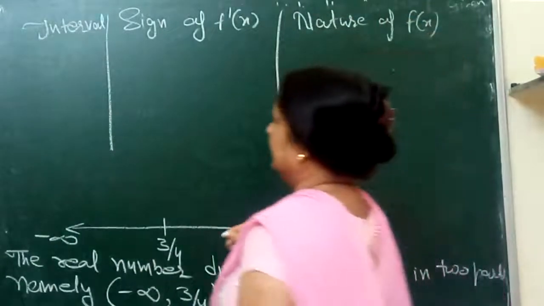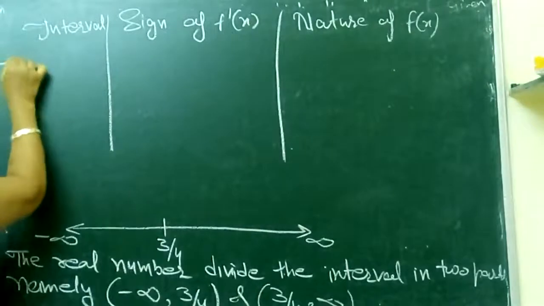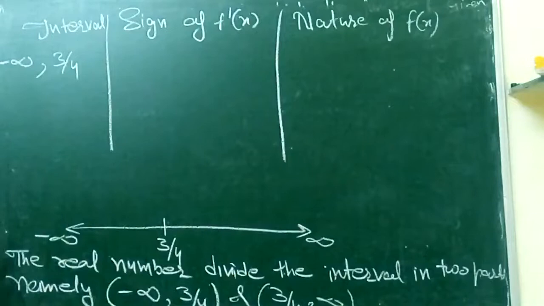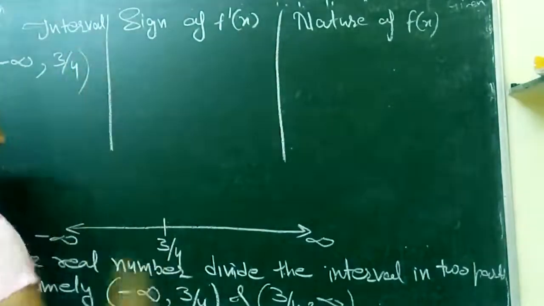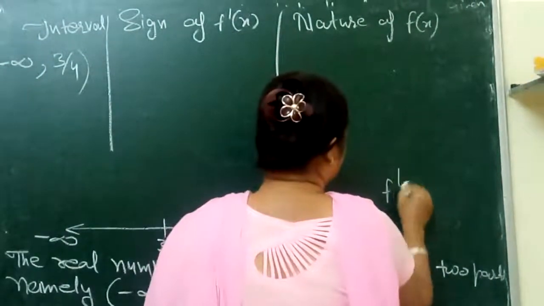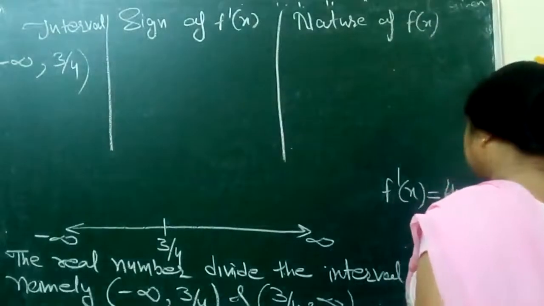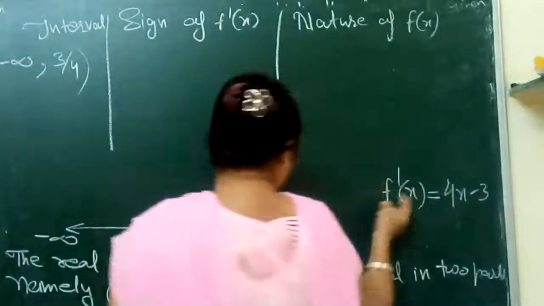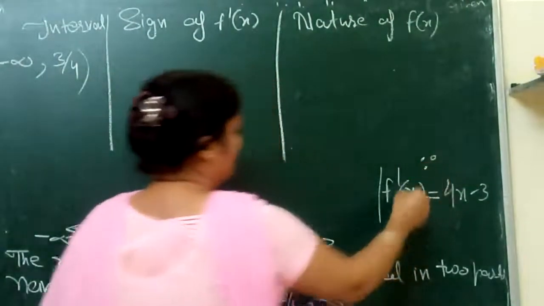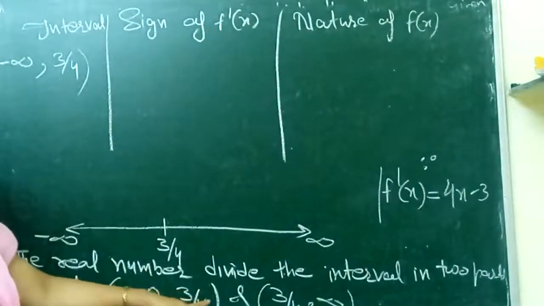Now here what is the interval? Minus infinity to 3 by 4. Now after that, what was the value of f dash x? The value of f dash x is equal to 4x minus 3. You can write here because the value of f dash x was 4x minus 3. Now the interval is minus infinity to 3 by 4.